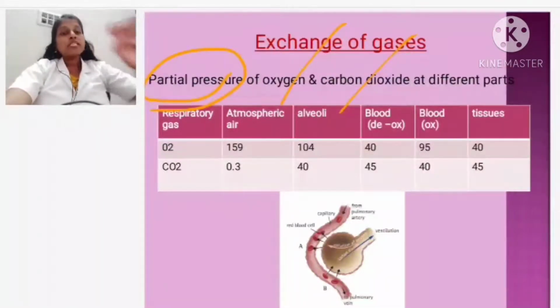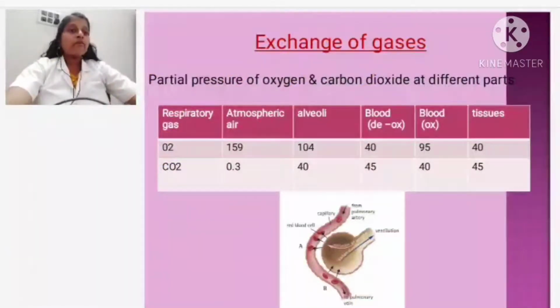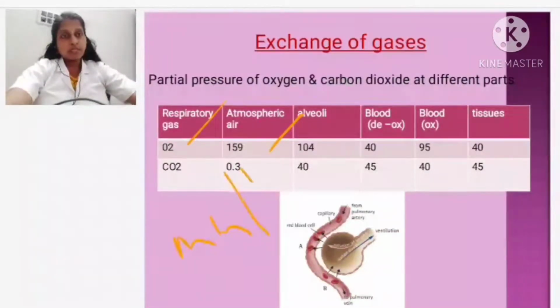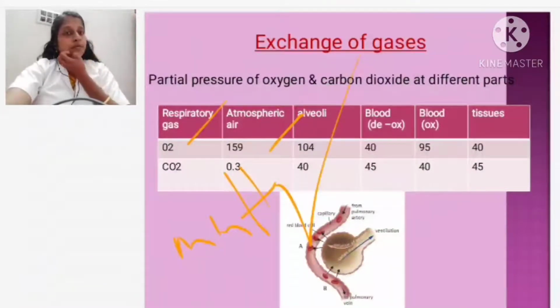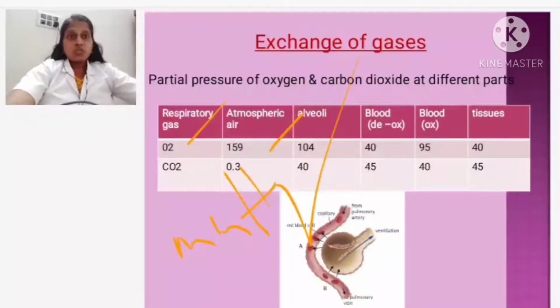So, respiratory gases: in this it is oxygen first, and the second is carbon dioxide. Now listen carefully, we have to note this very clearly. Respiratory gases: the atmospheric air which is coming in has an oxygen pressure of 159 mmHg. The unit for measuring that partial pressure is millimeter of mercury, isn't it? Hg is the mercury.